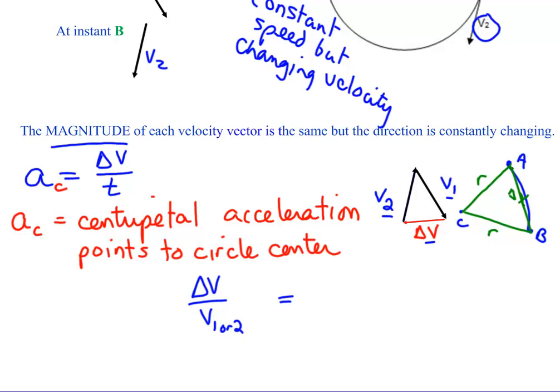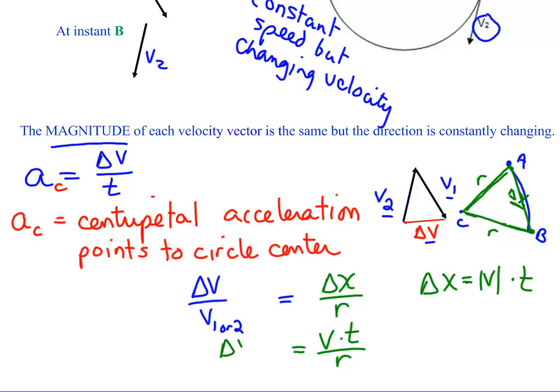So point A is where v1 starts. Point B is where v2 starts, and both points can be connected to the center of the circle, and we have a radius. From point A to point B, if it's a very short distance, is equivalent to the chord delta x. So we can say delta x over r is equal to delta v over v1 or v2. We also know that the change in position is equal to our speed, or the absolute value of our velocity, times time. So if we put that in, we have velocity times time over radius equals change in velocity over v.